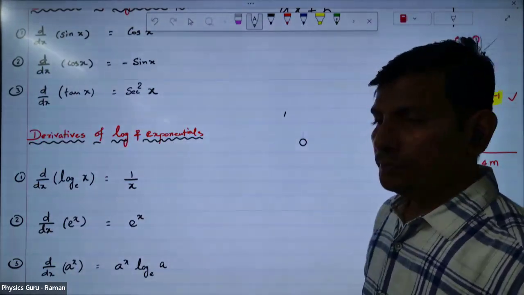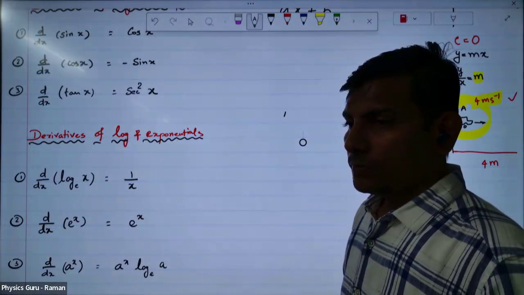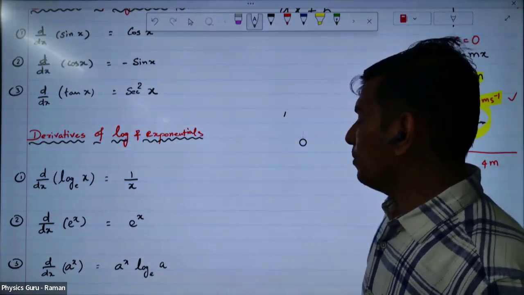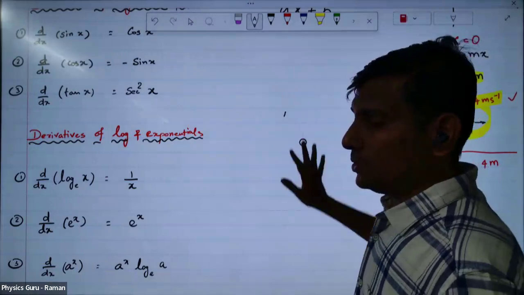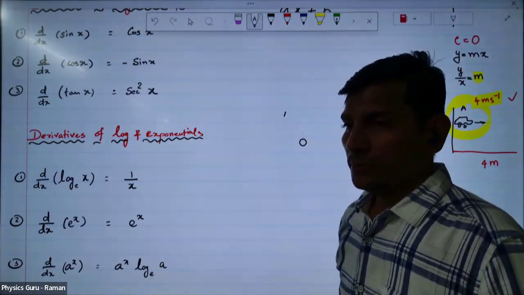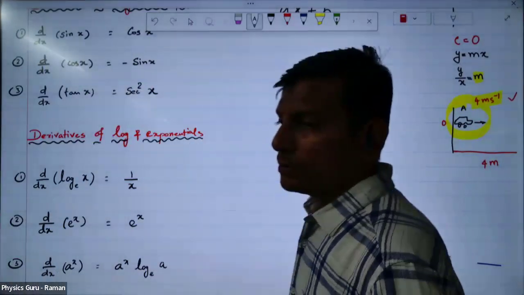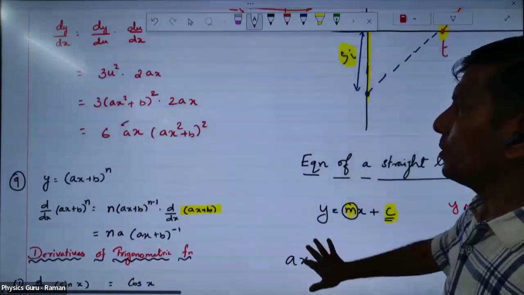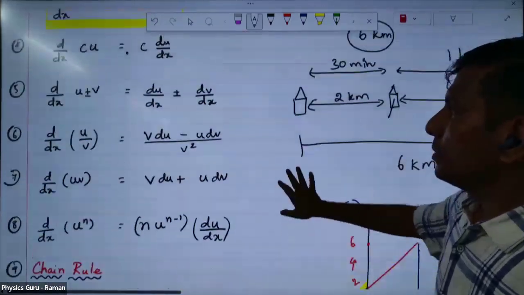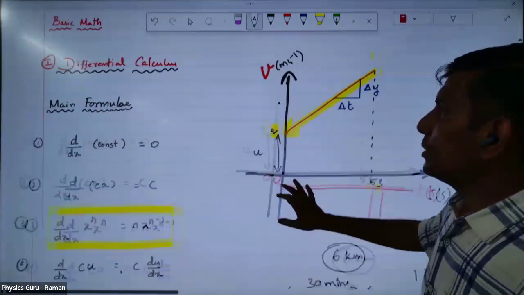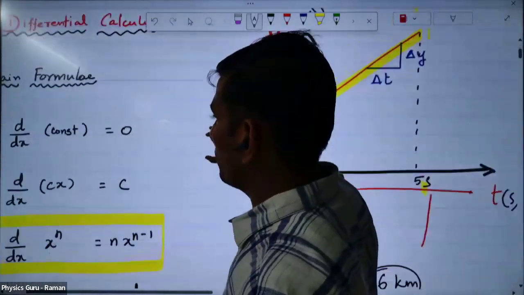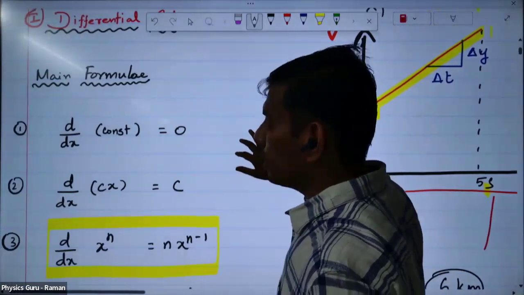Fine. Copy it. If you are done, tell me, children, I'll explain. Done, sir. Okay. What about others? Completed? Yes, sir. Watch this. This is a very beautiful mathematical tool. This tool is called differential calculus.